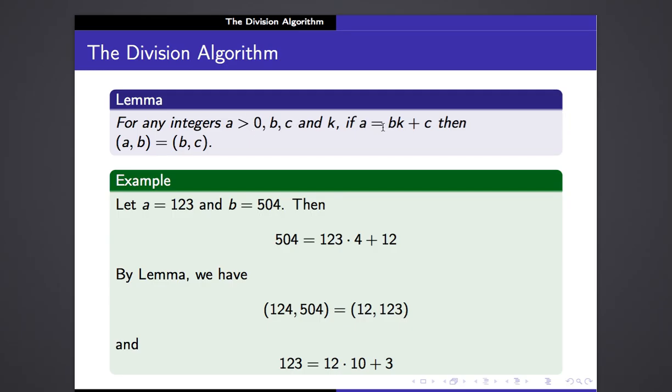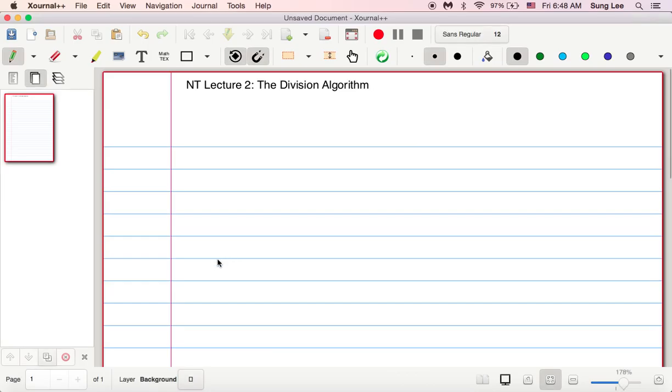So what it says is, for any integers a positive, b, c, and k, if a is given by bk plus c, then the greatest common divisor of a and b is the same as the greatest common divisor of b and c. To give you the motivation behind this lemma, let me go to my notepad. Before we talk about the lemma, let us talk about this.